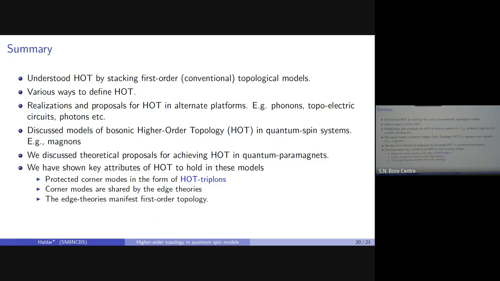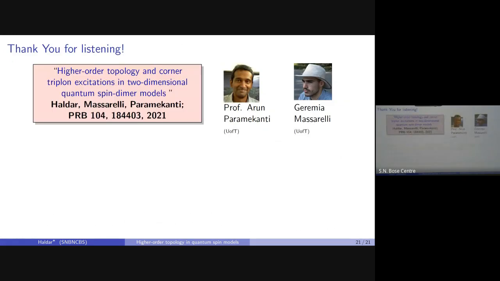And we also showed the edge theories, at least motivated that the edge theories manifest first order topology. So finally, we have constructed the invariants for our models and labeled the various phases using those. So that's it. I'm almost done.